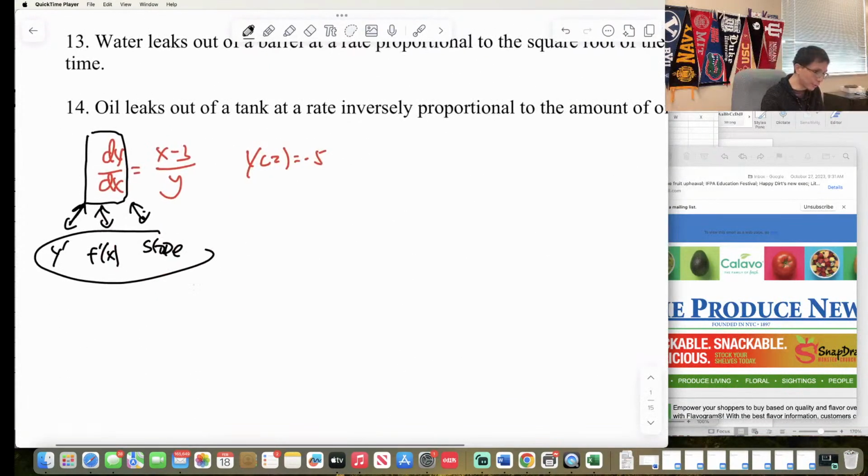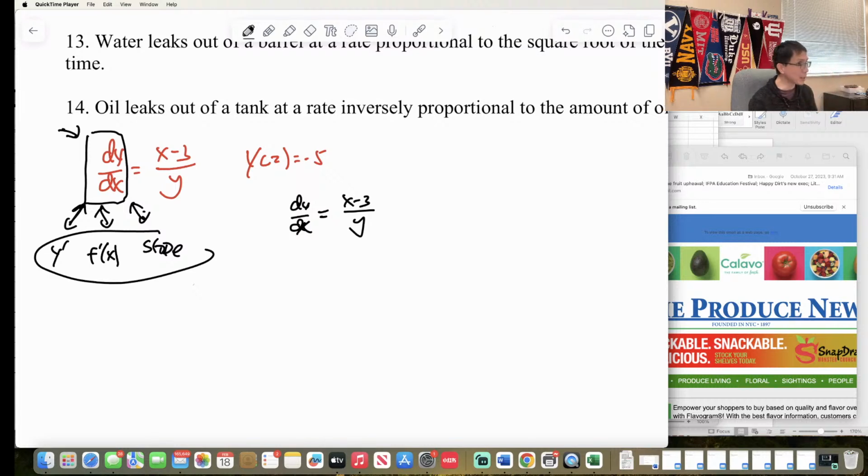So if we show up any of those things, y prime, f prime x, slope, write it in terms of dy dx. So make sure you write it in terms of this way. Make sure you go back to dy dx. Now the next step is called separation of variable. dy dx is equal to x minus 3 over y.